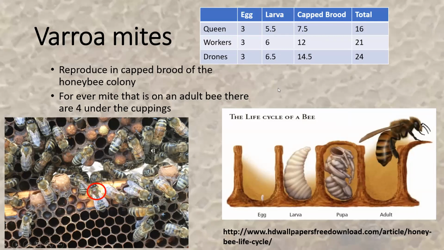So one of the treatment options that is popularly talked about is the removal of drones from a colony, and that's the logic behind it, because the mites are reproducing more inside drone cells versus worker cells. I personally don't do that because drones are an asset to the beekeeping community.